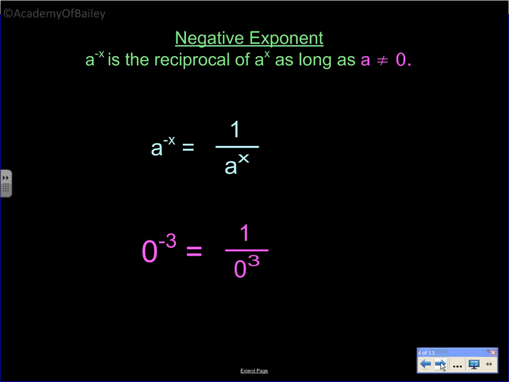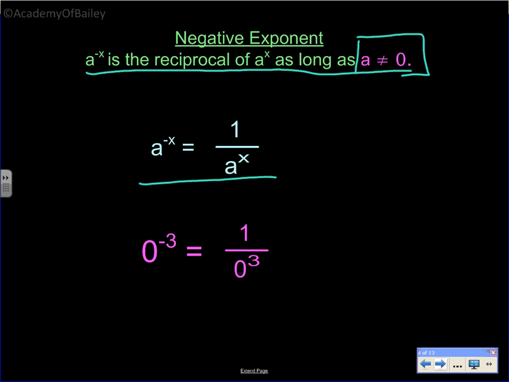Negative exponent. Here's the definition again. A to the negative x is the reciprocal of a to the x as long as a does not equal 0. And this is what I wanted to explain to you: why a cannot equal 0. Well, let's look here. This is the definition in symbols. And a is going to be equal to 0 this time. A cannot be equal to 0, and I'm showing you why it cannot be equal to 0.